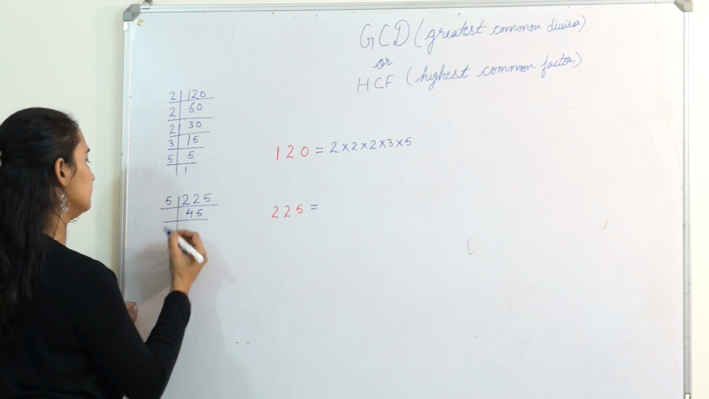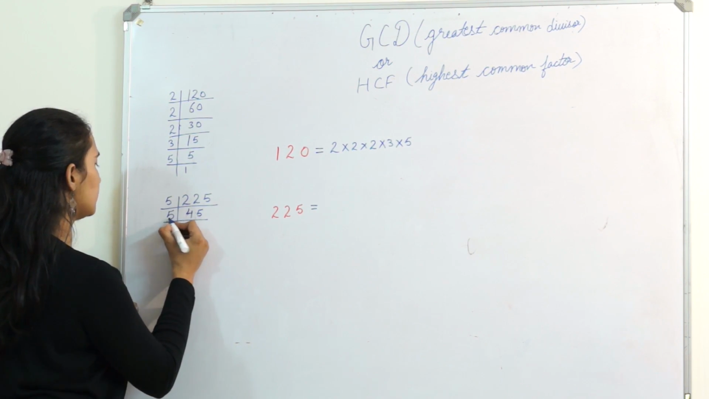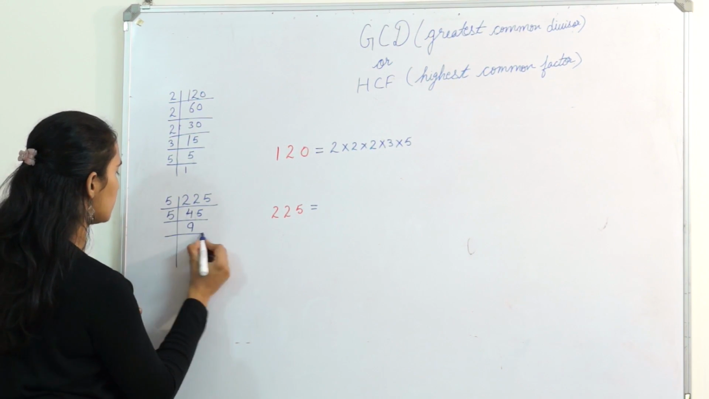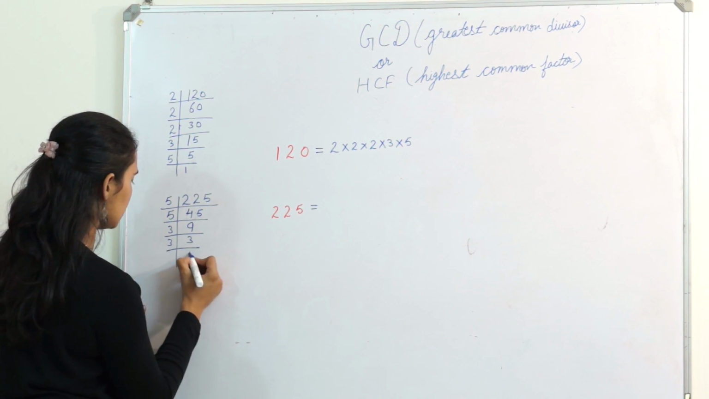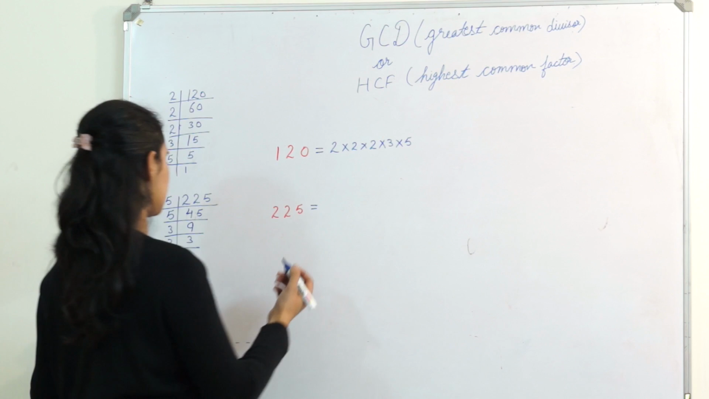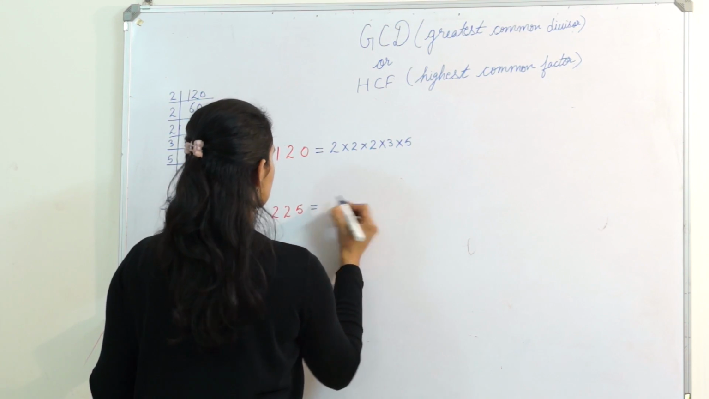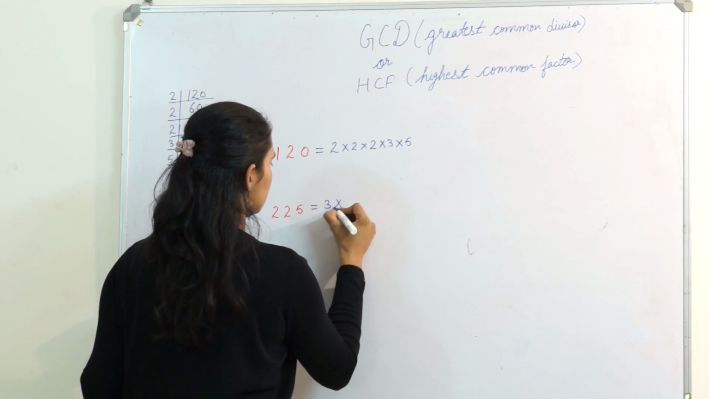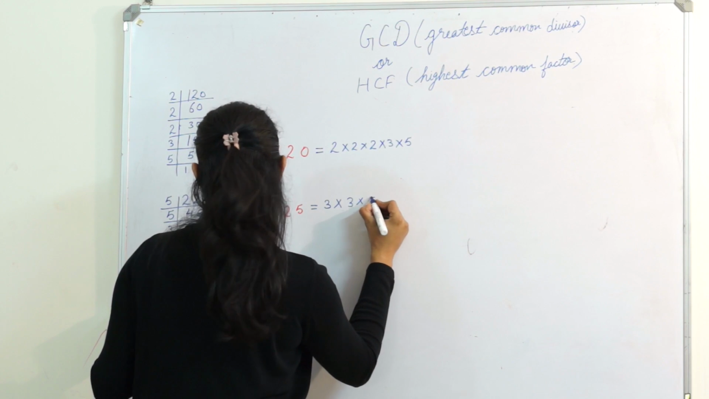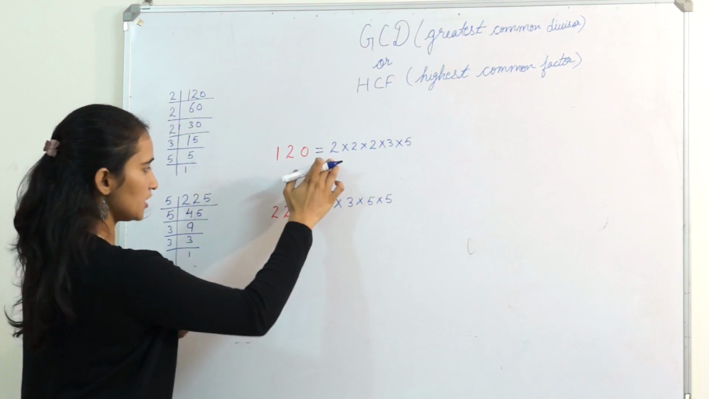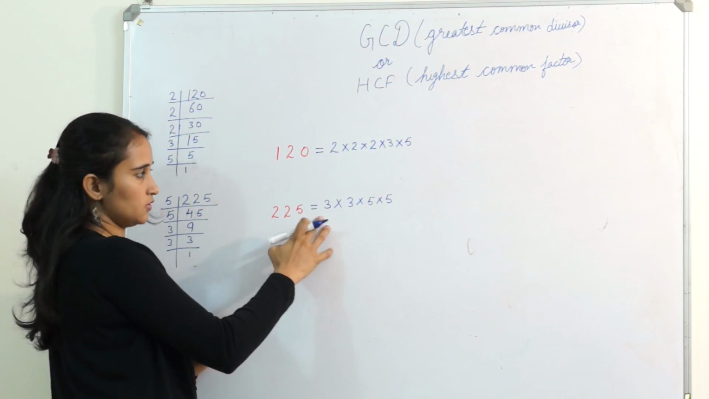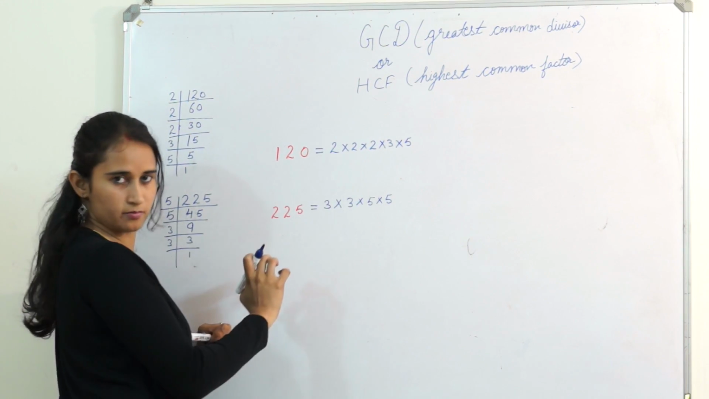Then 45 is also divisible by 5. 5 9s are 45. Then 3 3s are 9 and 3 1s are 3. So let's write here, starting from the smallest prime number, 3 into 3 into 5 into 5. So now what is common? Can you see any 2 in 225? No, it's not there. So 2 is not common.